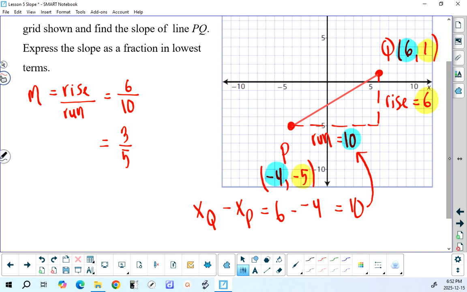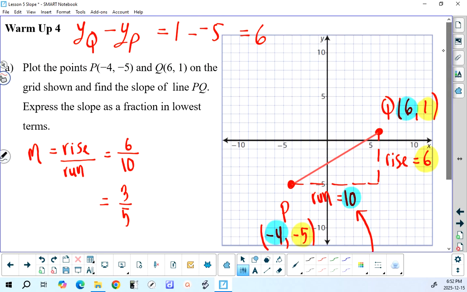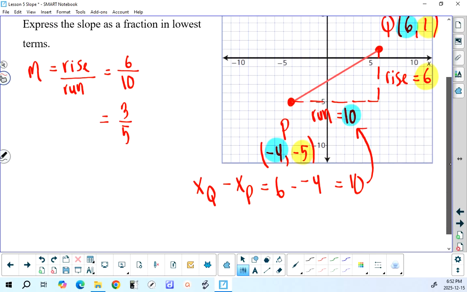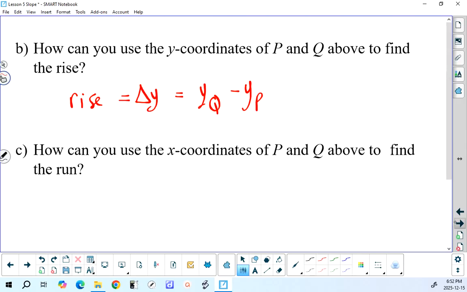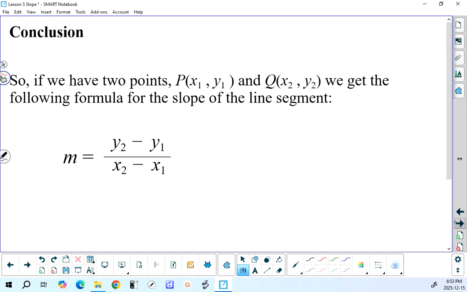which is the run. So when I subtract the y-coordinates, I get the rise, and when I subtract the x-coordinates, I get the run. So the run is the change in x, which is the x-coordinate of Q minus the x-coordinate of P. Well, what that really means, everybody, is if we put these ideas together, the slope of a line segment connecting 2 points can be found by taking the rise, which is y minus y, over the run, which is x minus x.